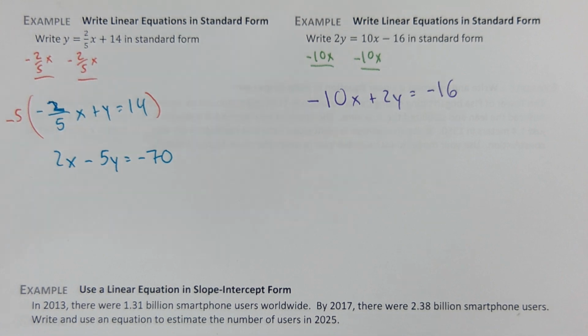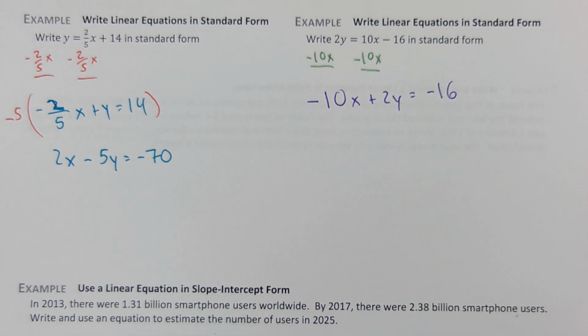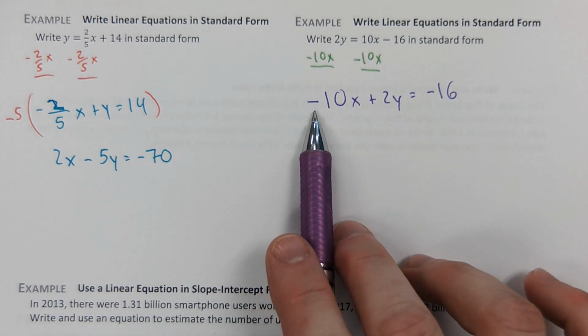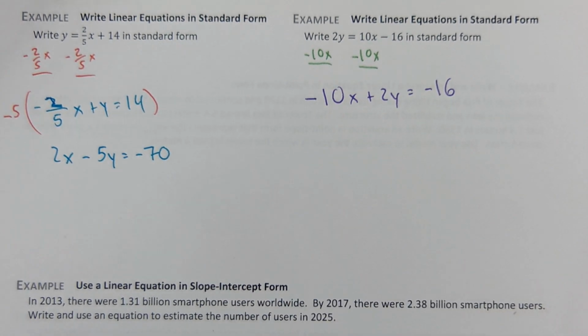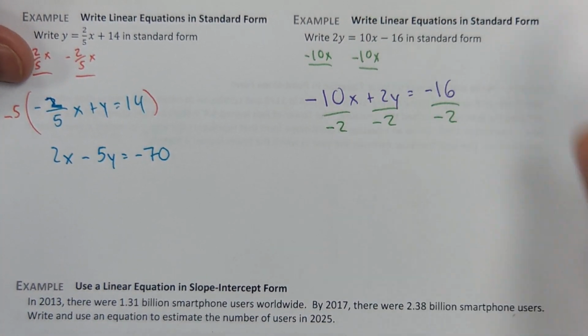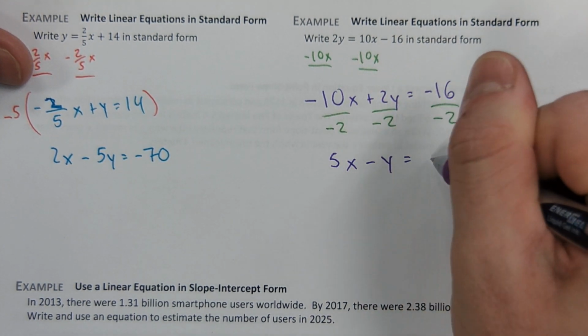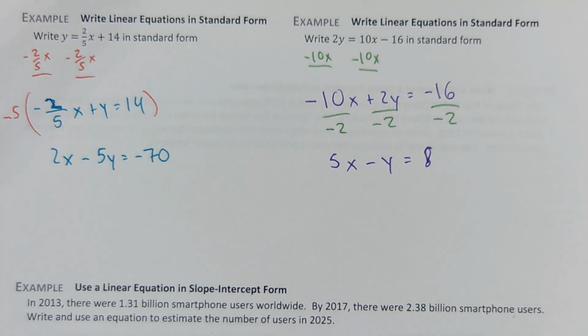But also, my three numbers, A, B, and C, cannot have a GCF greater than 1. And right now they do. What can I divide all three of those by? Well, they're all divisible by 2, but we're going to specifically go with negative 2 to ensure that the front thing is positive. So we'll divide all three by negative 2, reducing our equation to 5x minus y equals 8. Now it's standard form, and all the rules have been satisfied.